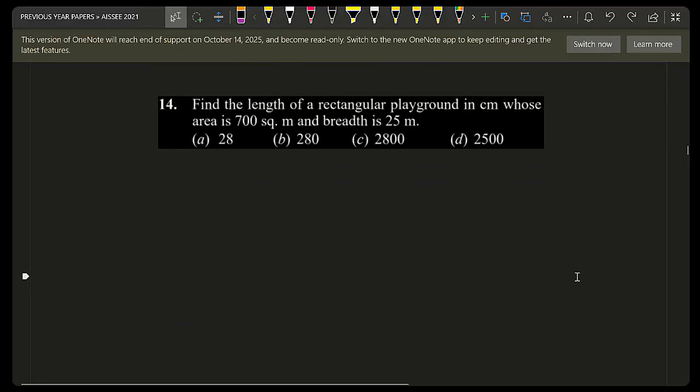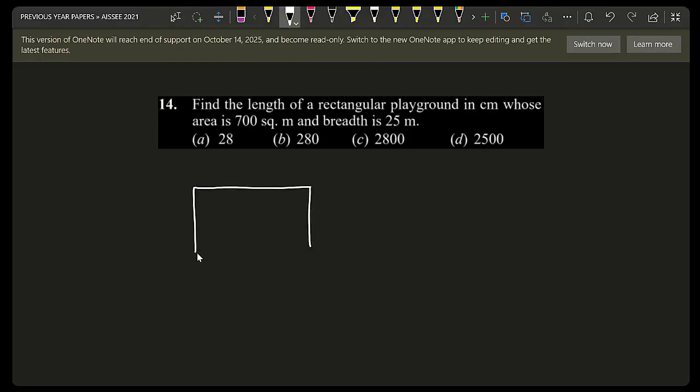Find the length of a rectangular playground in centimeters, whose area is given 700 square meters and breadth is given 25 meters. So mensuration problems, I'm always asking you to draw a figure, whether it is required or not required, because if you draw the figure and write, you can understand the question better. So breadth is 25 meters and area is given 700 square meters. Area is the amount of space occupied inside it, that is 700 square meters. That is the area. Length we don't know, let us call it L.